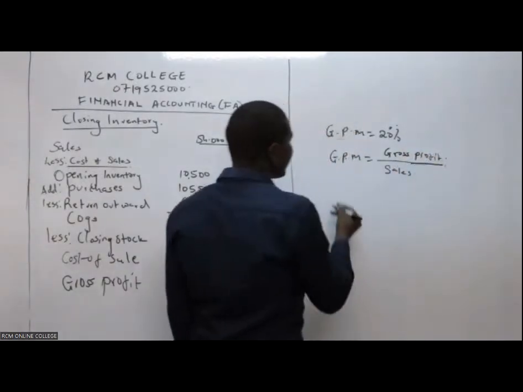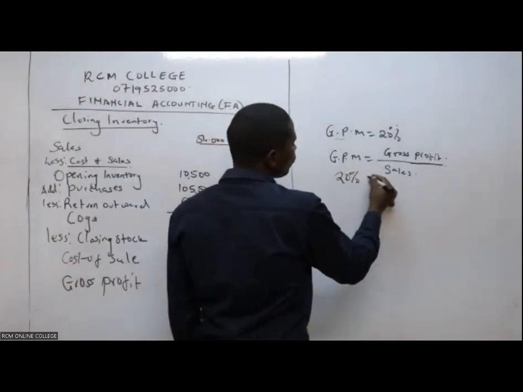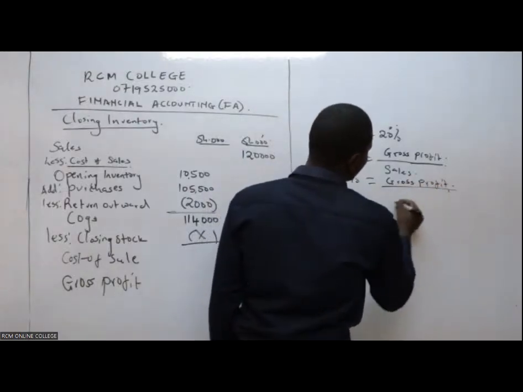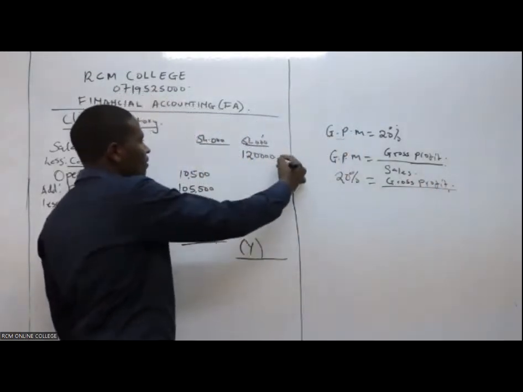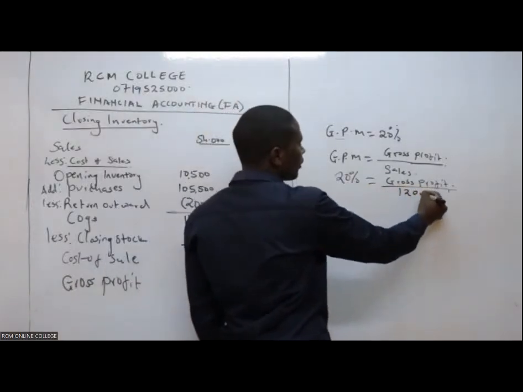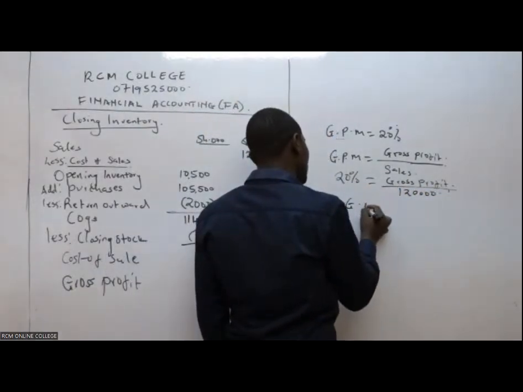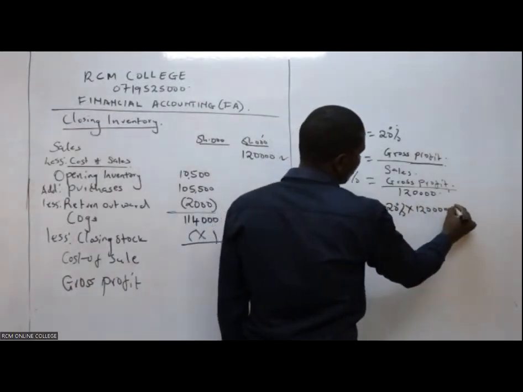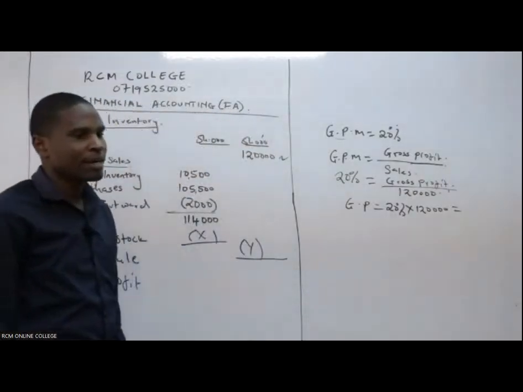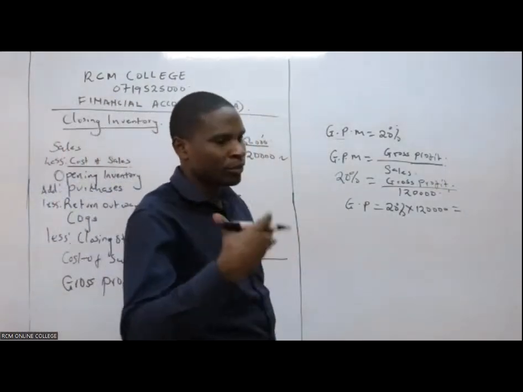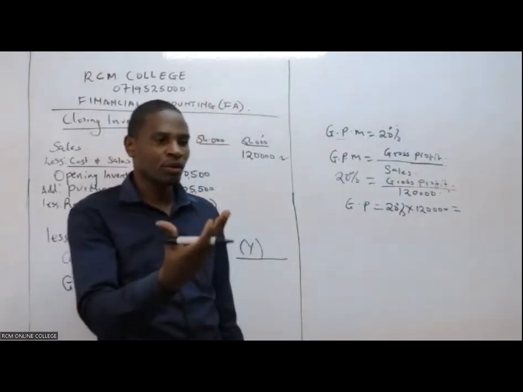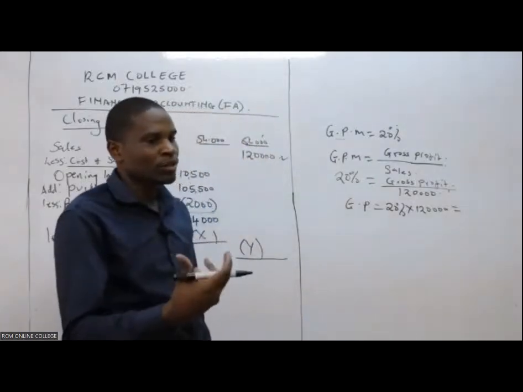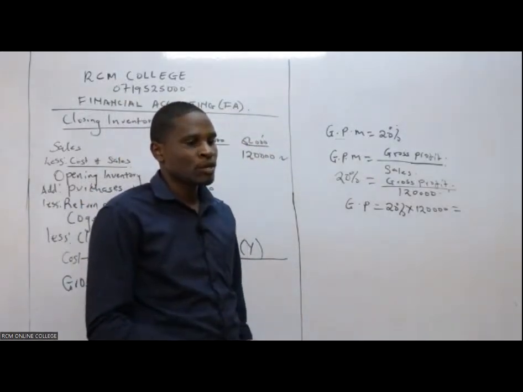gross profit over sales. So we have gross profit margin as 20%, which will be equivalent to gross profit over sales. So what is our sales? Our sales automatically we have as 120,000. So in this case, we can get our gross profit, which will be equal to 20% of 120,000. Now, somebody to give me 20% of 120,000. Takuwa ngapi? Nataka twende haraka haraka tumalizane na hii kitu. I want you to get the concept. Getting the concept is very important. So what is 20% of 120,000?